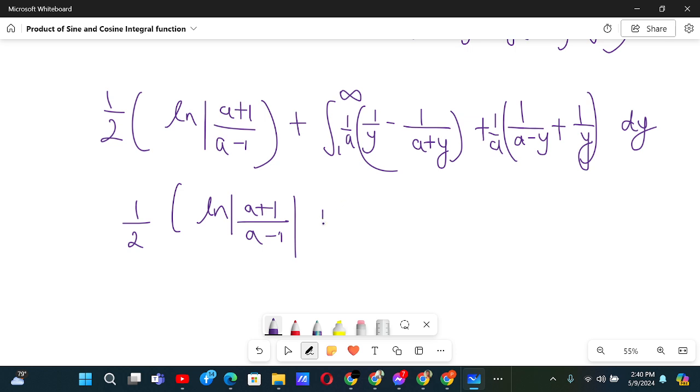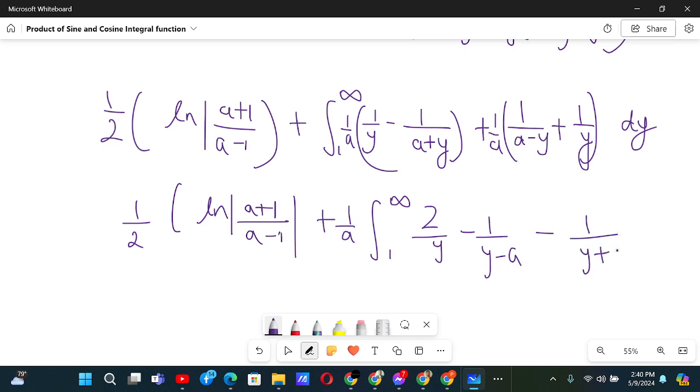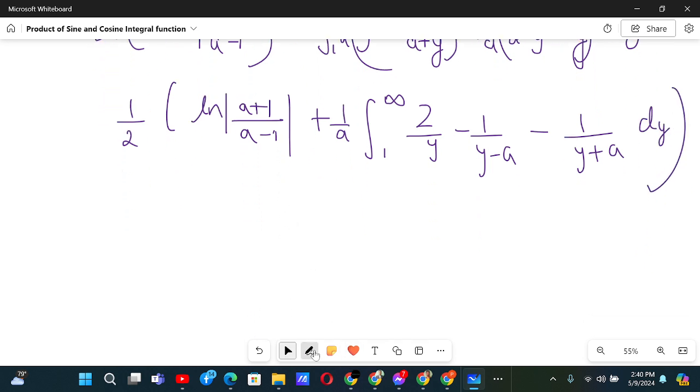Yeah, and then plus 1 by a, integral from 1 to infinity. Here we have 2 by y plus 1. Okay, so 2 by y. This one is also minus 1 by y minus a. The other one is also minus 1 by y plus a. Yeah, and dy. Okay, so now we are close to solution.